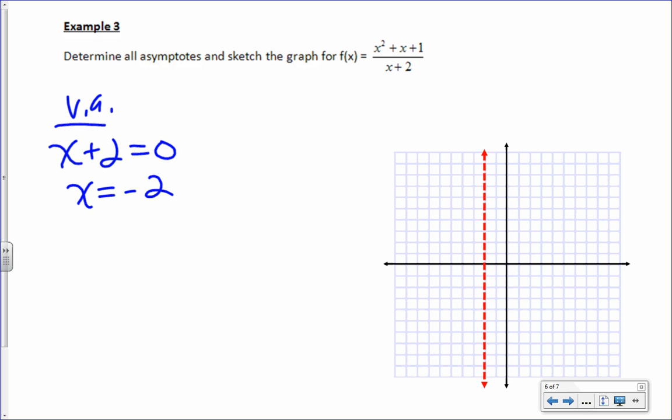Now what? This is review, so who remembers how to find a slant asymptote?